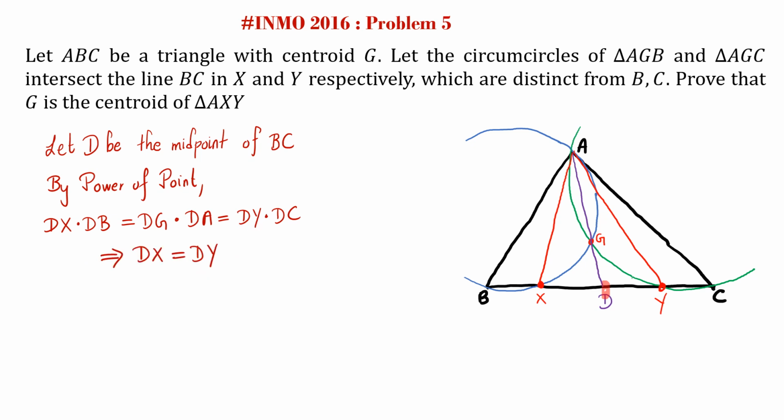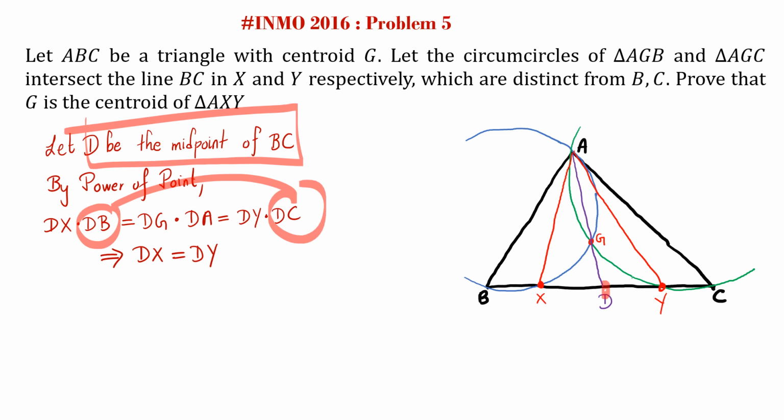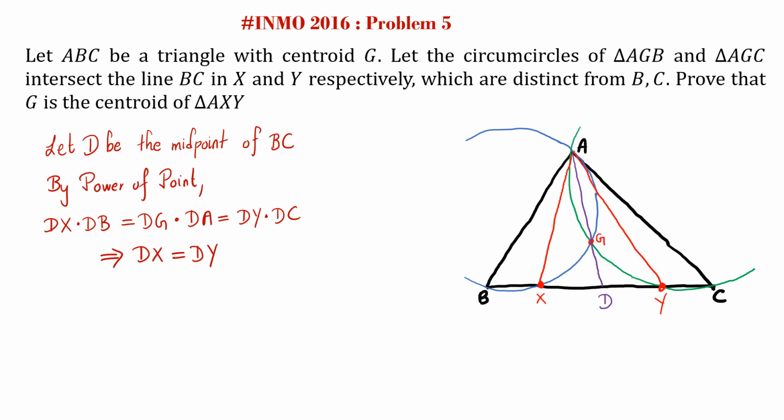And since DB is equal to DC, because D is a midpoint, right? We already said that D is a midpoint. So therefore we can finally say that DX is equal to DY. So we can conclude that these two lengths are equal. So what does that mean? That basically means that D is a midpoint of XY. Yeah, D is a midpoint of XY.